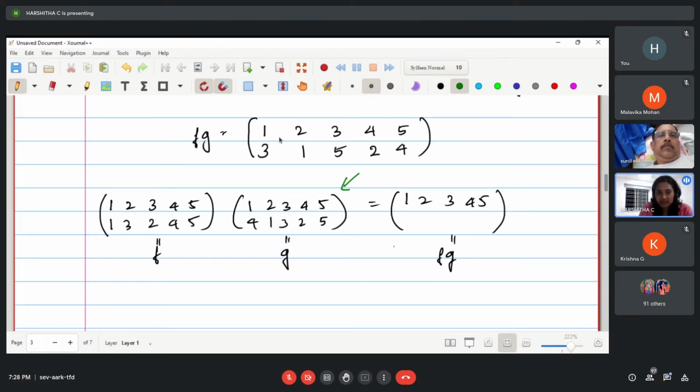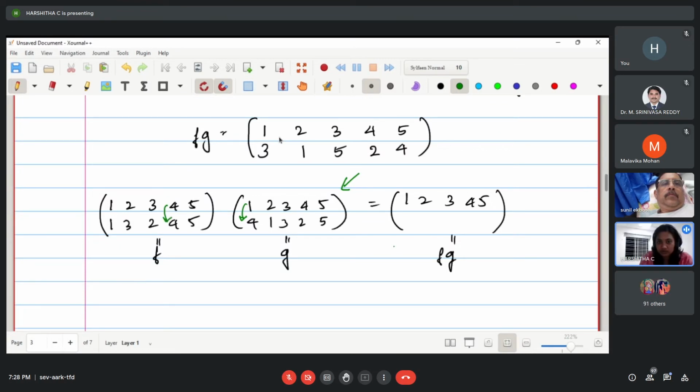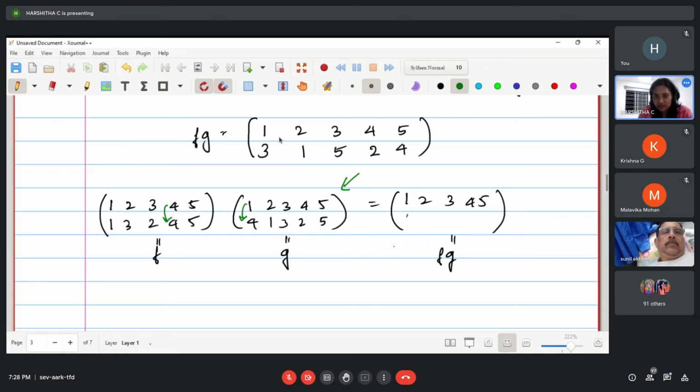So we look at where 1 goes: 1 goes to 4, and in F, 4 goes to 4. So 1 goes to 4. So here 2 goes to 1. So we'll look at F now: 1 goes to 1. So 2 goes to 1. So now 3. Here 3 goes to 3, and then under F, 3 goes to 2. So the final result is this.